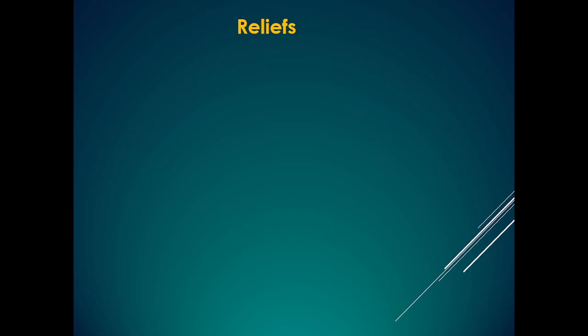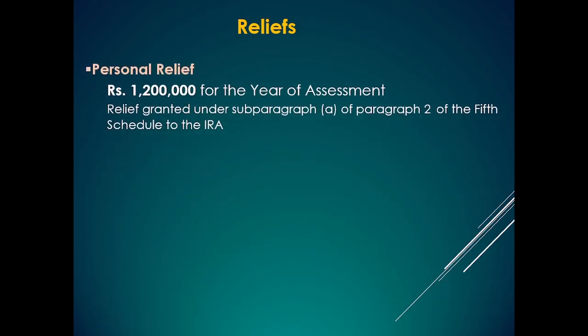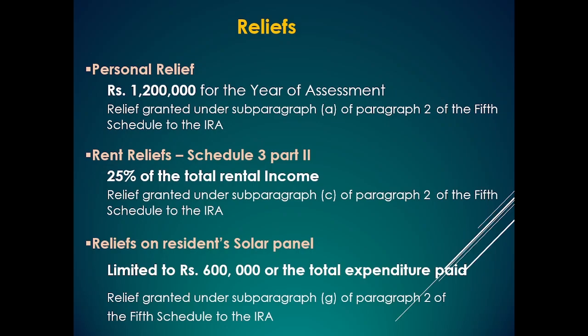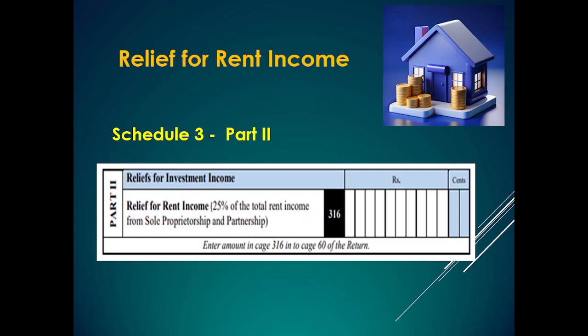Relief. You may be aware of the personal relief of 1.2 million rupees per year for an individual. If you have rental income, you are allowed to deduct 25% on rental income as a relief. There is another relief on residential solar panels. The amount is limited to rupees 600,000 for the expenditure paid. In order to obtain the relief for rental income, you have to fill Part 2 of the third schedule.